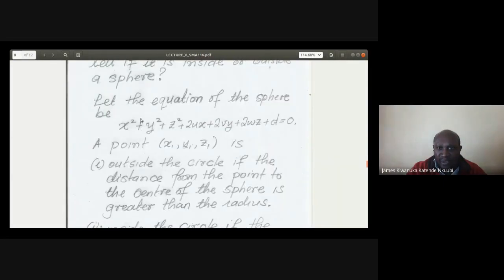If you plug the point into this equation and you find that your answer is greater than 0, then that point is outside the sphere. If you put the point in this equation and you find that the answer you get is less than 0, then that point is inside the sphere. So all you have to do is plug the point into this equation and see what answer it gives you. If it's positive, greater than 0, then the point is outside. If it's negative, that is less than 0, then the point is on the inside.